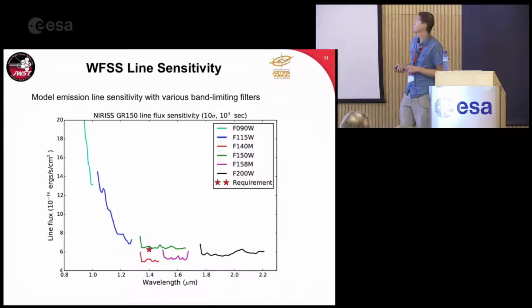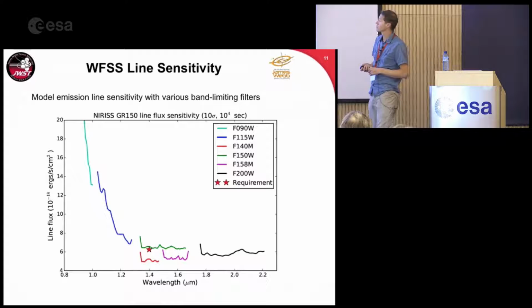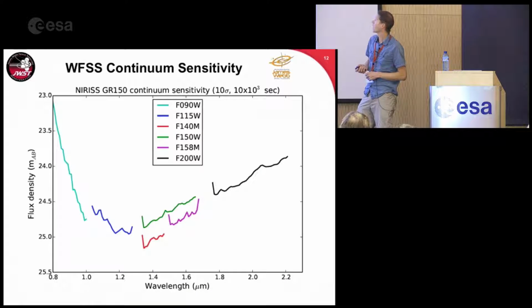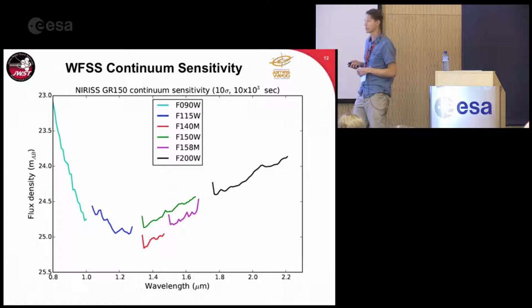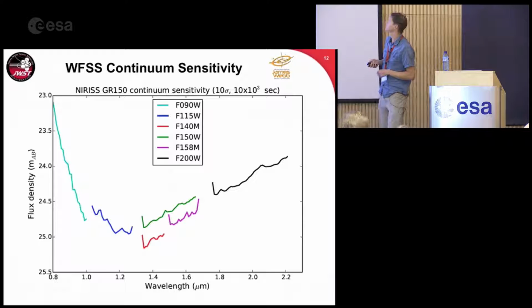For the sensitivity, this shows the sensitivity curve in terms of the line flux sensitivity using the 6 different filters with NIRISS. So you can see the sensitivity is a bit higher down at the very short wavelength end, and then here you're looking at around about 7 times 10 to the minus 18 with the F150W filter. And in terms of continuum sensitivity, you're getting down to magnitude around about 25 in 10 to the 4 seconds.